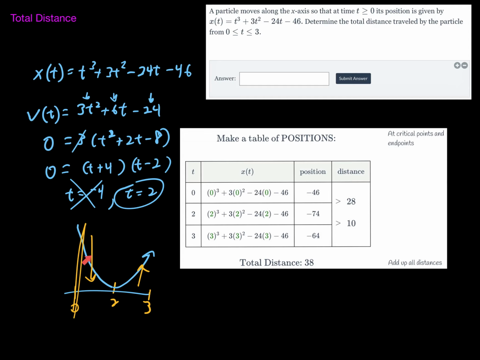So if you're going from -46 down to -74, that's a total distance of 28 units. Then right here at 2, you switch, and going from 2 to 3, at 2, you're at -74, and then at time 3, your new position is -64, which is a distance of 10. Again, we want the absolute value, so we can add everything up. You take those two distances, we have a total distance of 38 units.